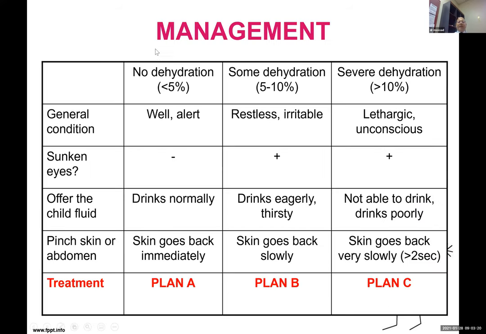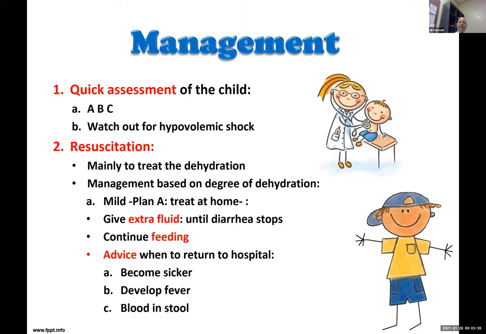So we are going to define, is it mild or moderate or severe for the management? It is the general condition. If well, we will put him in plan A. Okay, if it is moderate, we have plan B. If it is severe, we have plan C. So we are going to assess his ABC. What is ABC?